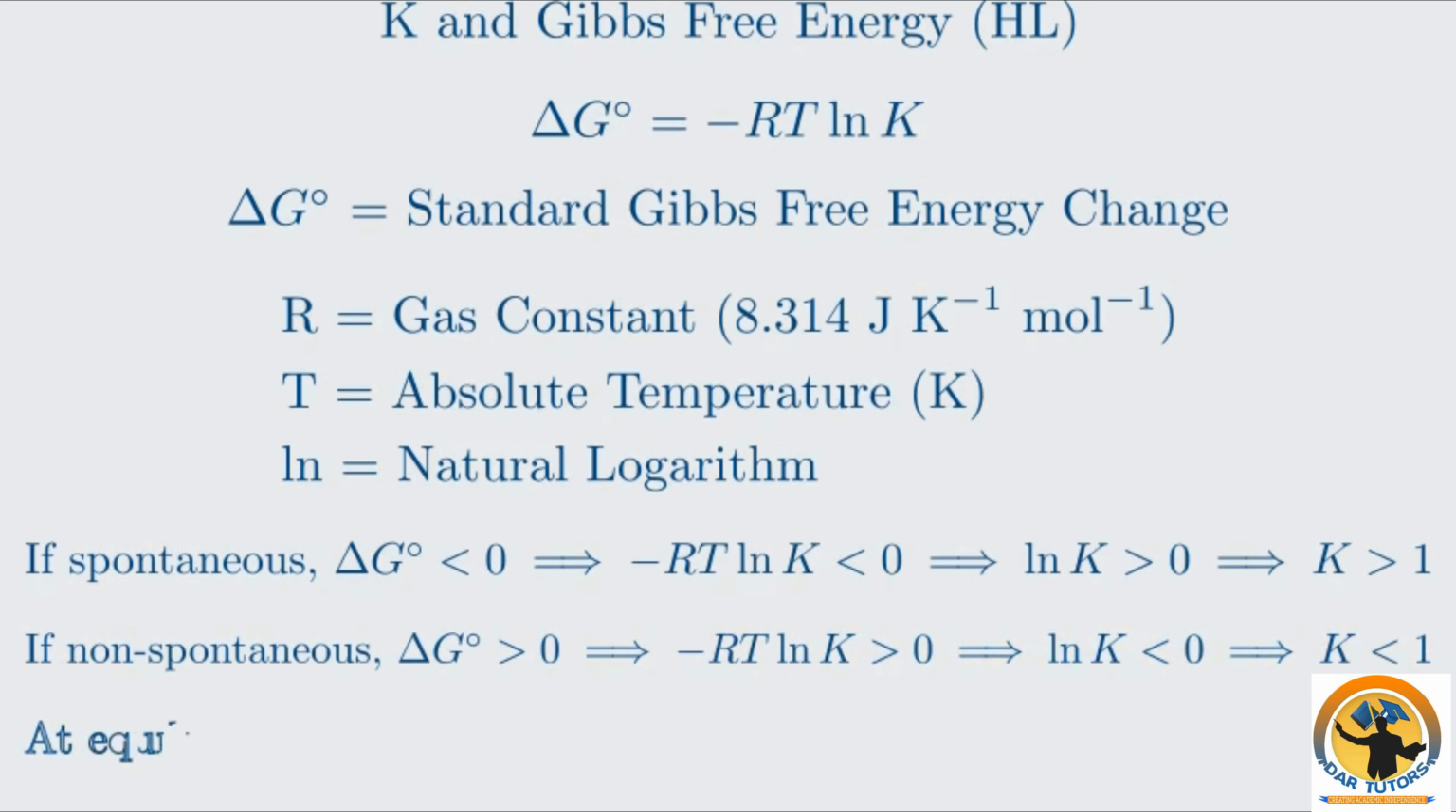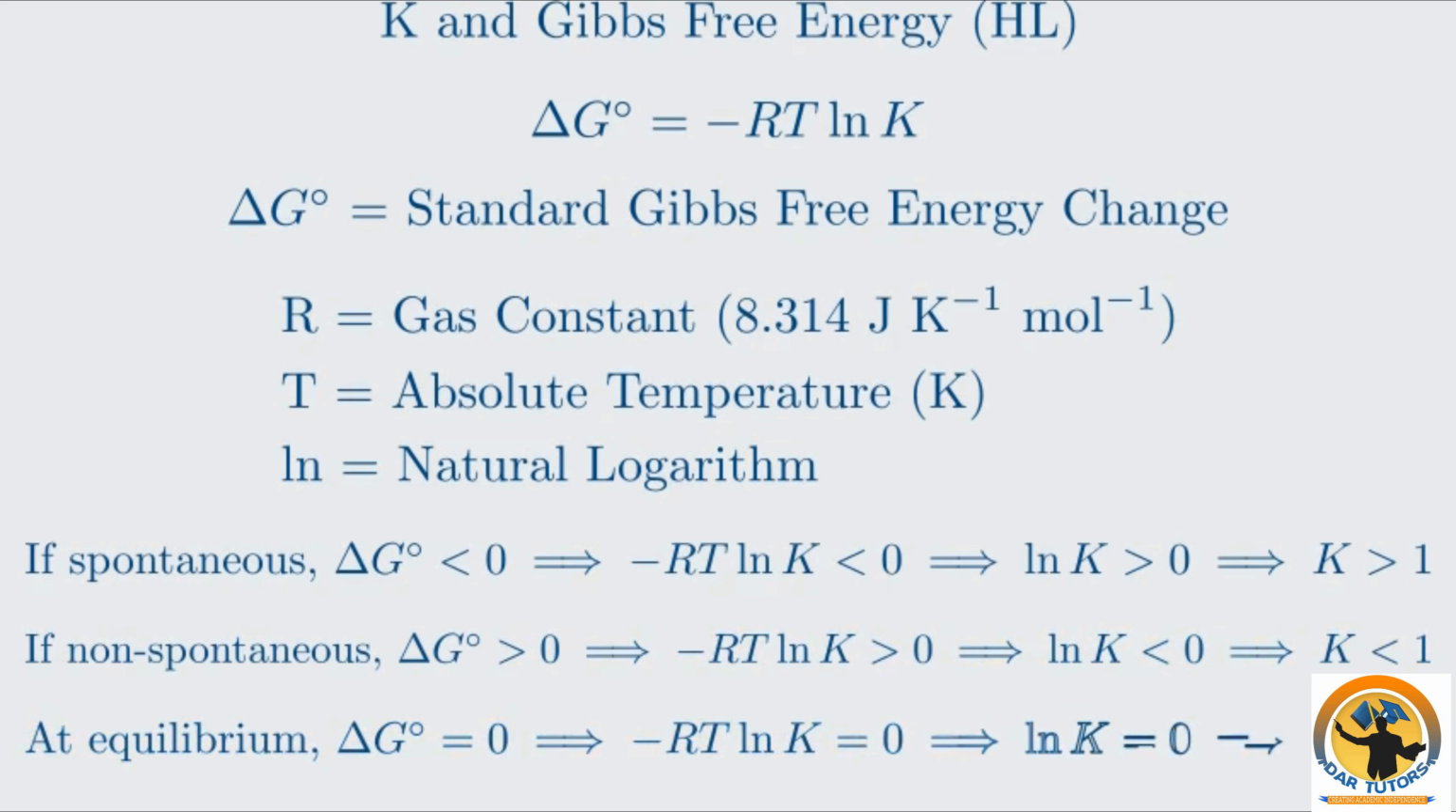Finally, at equilibrium itself, ΔG° is 0. This requires K to be equal to 1. This is the condition where reactants and products are equally favored.